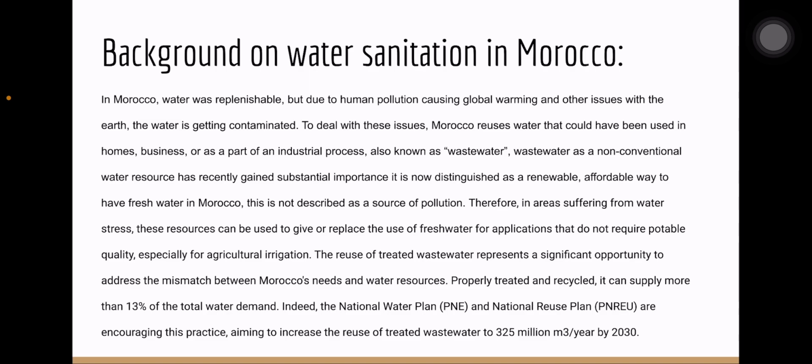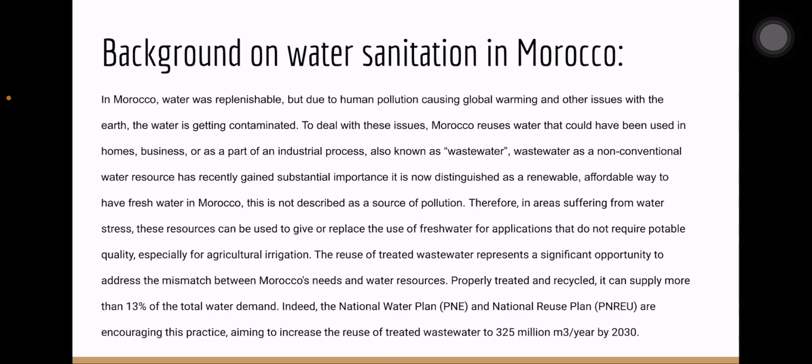Wastewater, as a non-conventional water resource, has recently gained substantial importance. It is now distinguished as a renewable, affordable way to have fresh water in Morocco. This is not described as a source of pollution. Therefore, in areas suffering from water stress, these resources can be used to replace the use of fresh water for applications that do not require potable quality, especially for agricultural irrigation.